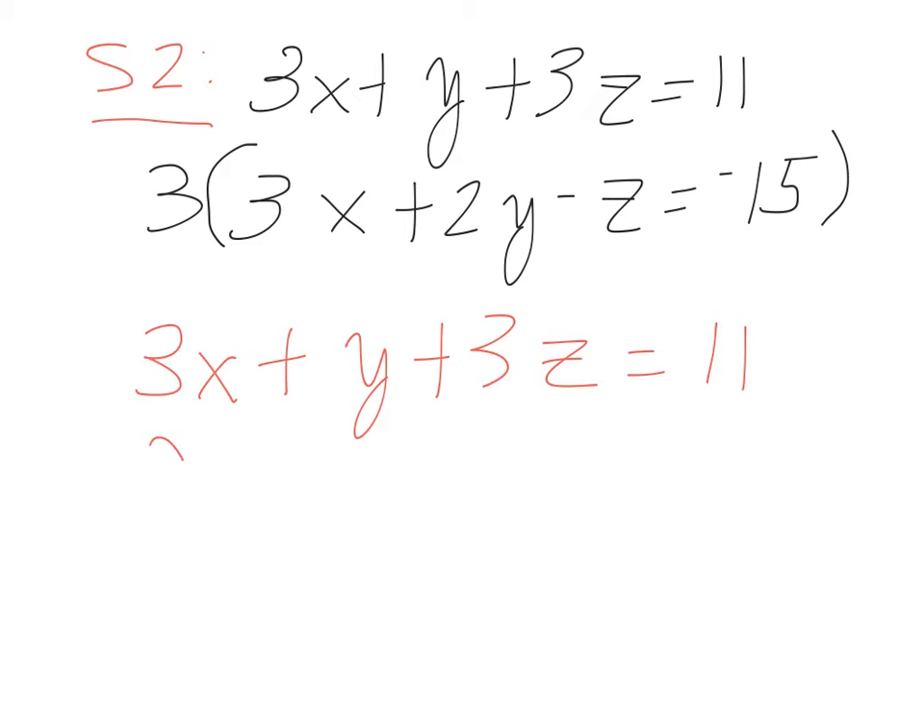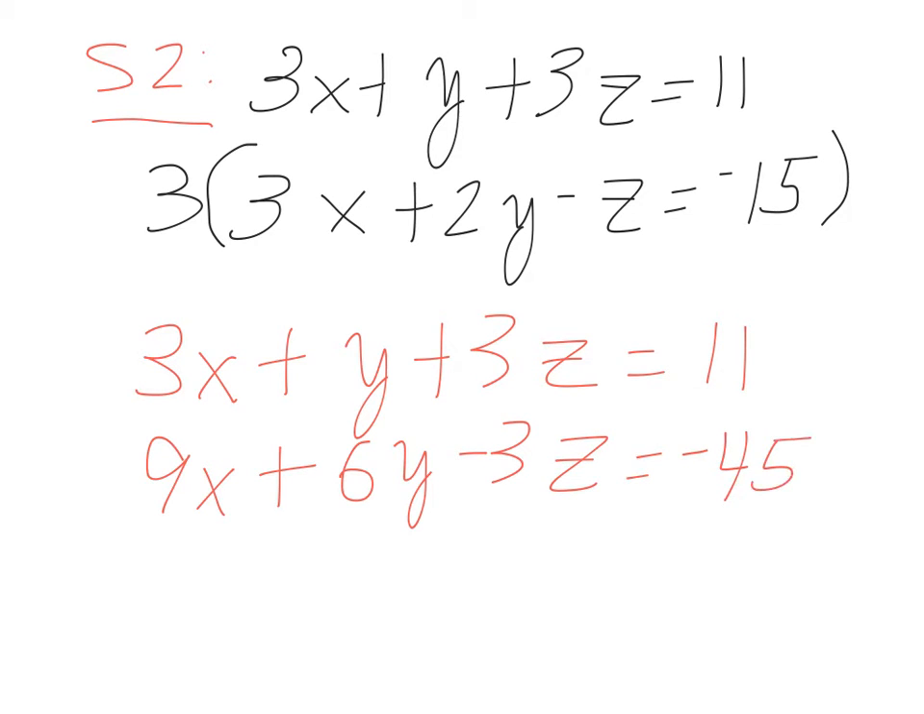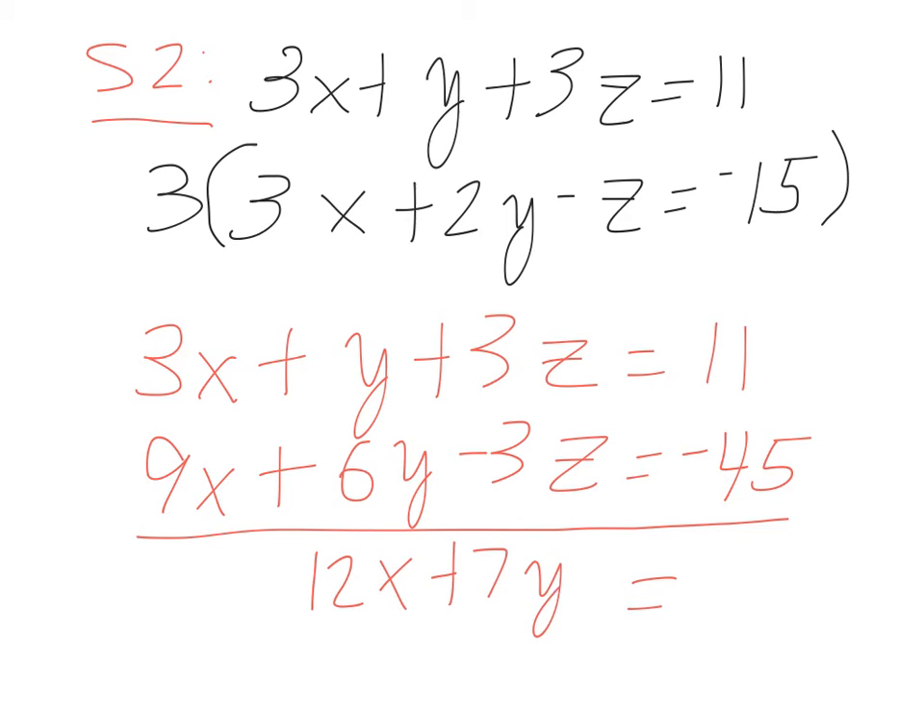Second equation, we get 9x plus 6y minus 3z equals negative 45. And now if we go ahead and do our addition, starting on the left, 12x plus 7y equals negative 34. And again, just like in step number 1, at this point, let's go ahead and box it, because this is going to be where we lead into step number 3.